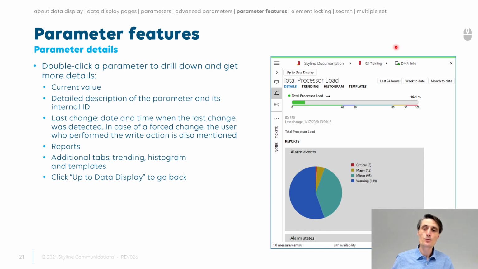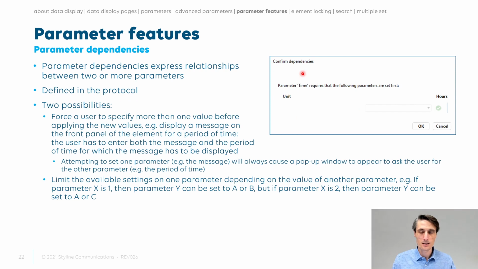So drill down into a parameter to see the details page, and go back up to the data display with that button.